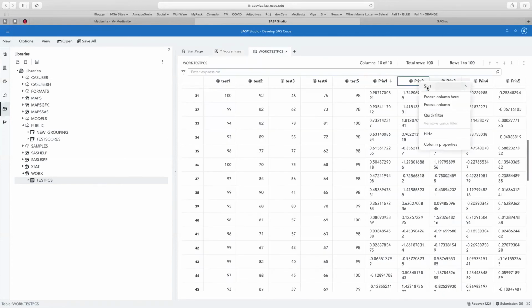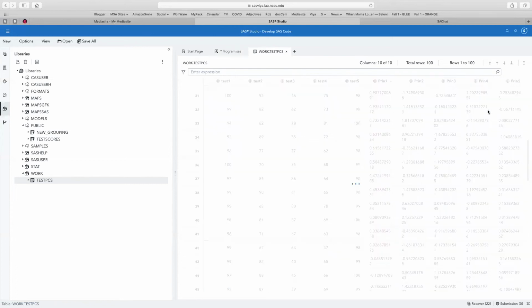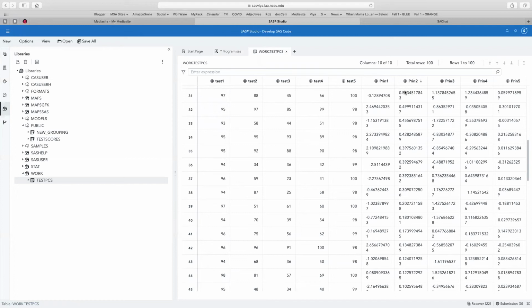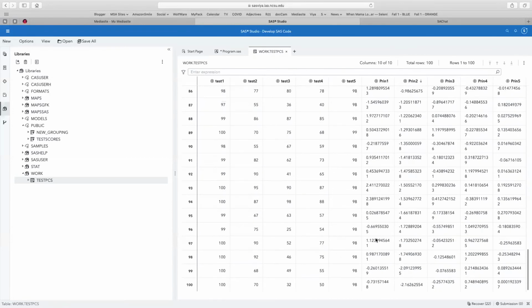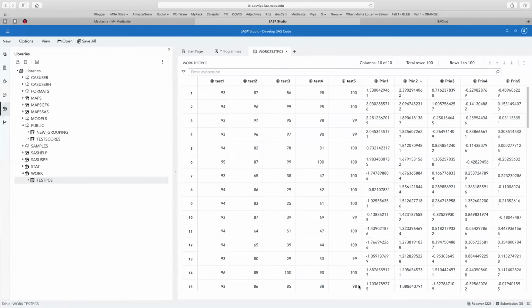If I'm to look here and I sort, the largest score on principal component 2 is someone that got a 100 on test 5 and did not do as well on test 1. And it's probably essentially going to be mostly about test 1 because there was such little variability on test 5 that everybody got above a 98 almost. And so as I go down to the bottom of this data set, I see that these are the people that did better on test 1 than they did on test 5. Up here, these people did better on test 5 than they did on test 1.